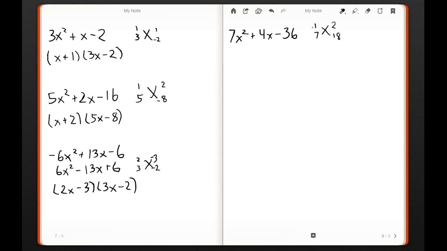So we have 14 here and 18 here. In order to get positive 4, we want the 14 to be negative and the 18 to be positive, because negative 14 plus 18 will be positive 4. So that means we're going to put the negative right there. Negative 14 plus 18 is 4. And there's your factorization.